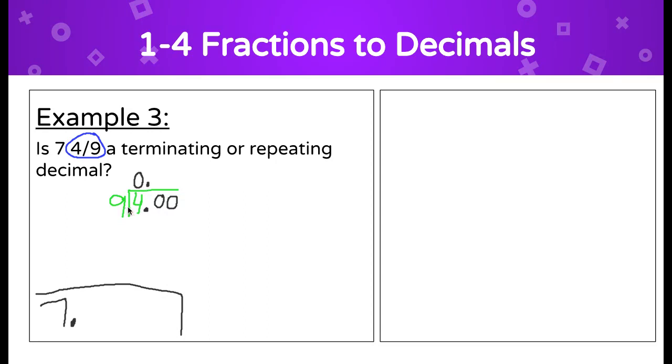9 goes into 40. Let's see. 9 times 5 is 45, so 9 times 4 gives me 36. So then I subtract. 40 minus 36 is 4. I bring down the 0. 9 goes into 40 again 4 times, and 4 times 9 is 36. Subtract, and I get 4 again.